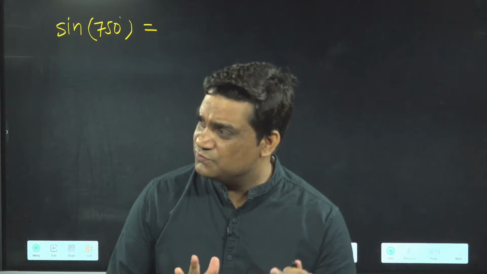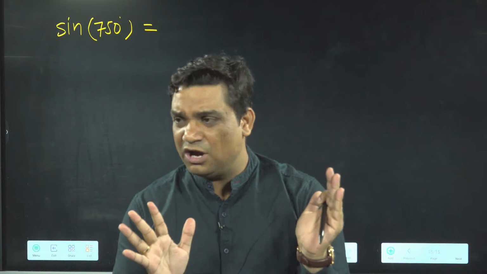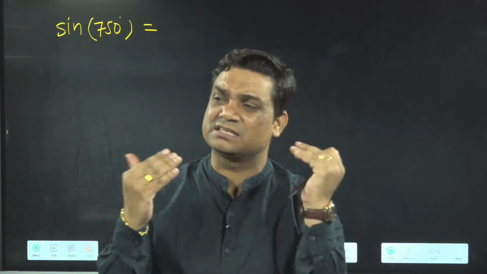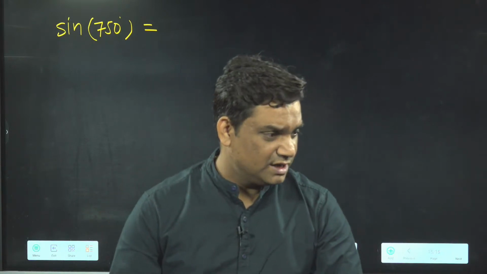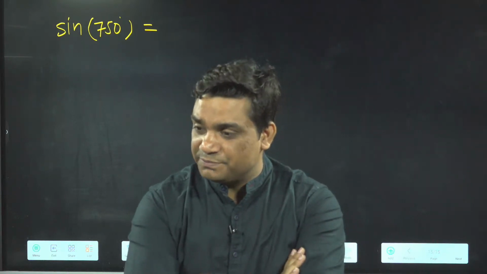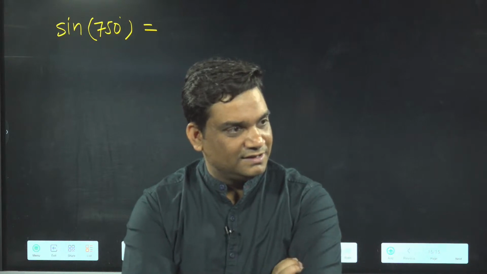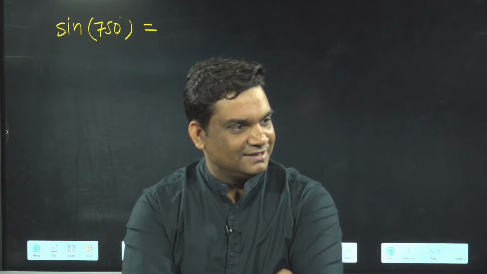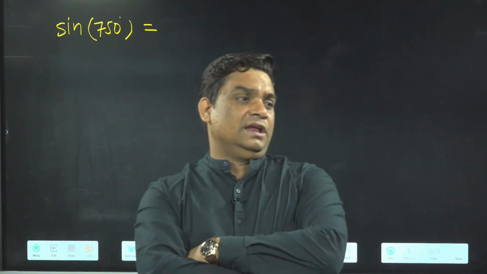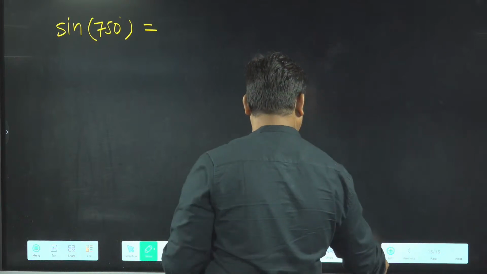Now these values, which are more than 360, will not be used regularly. Rarely, in some of the questions, I will use them. If it rarely comes, then how will we proceed? 750. Now you can write one point here.